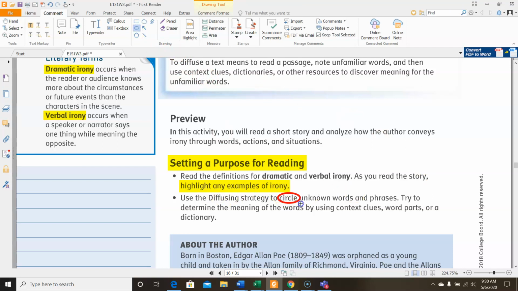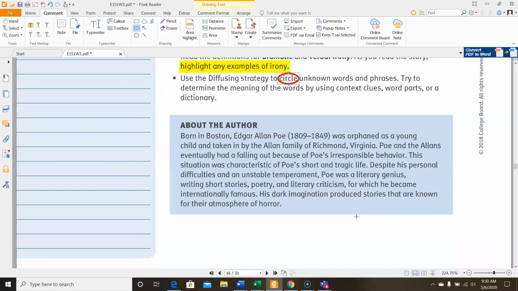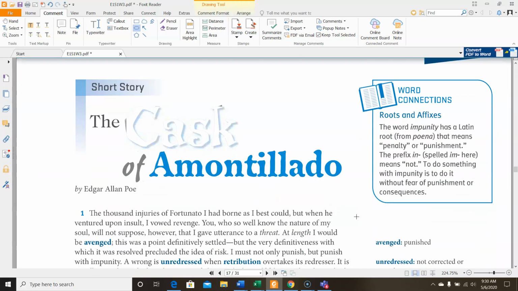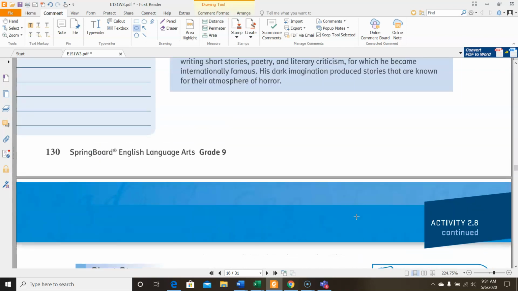So, this is one of my favorite stories that Springboard has you read. It's called The Cask of Amontillado by Edgar Allan Poe. Edgar Allan Poe was considered the father of modern suspense, the father of modern horror, and the father of the modern detective story. So when we read this, I want you to think about those types of irony that they were talking about. Let's look at them again really quick.